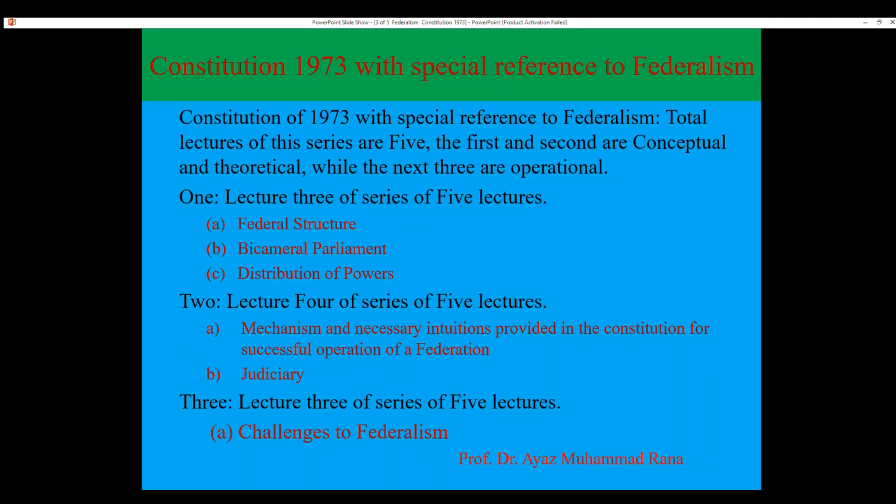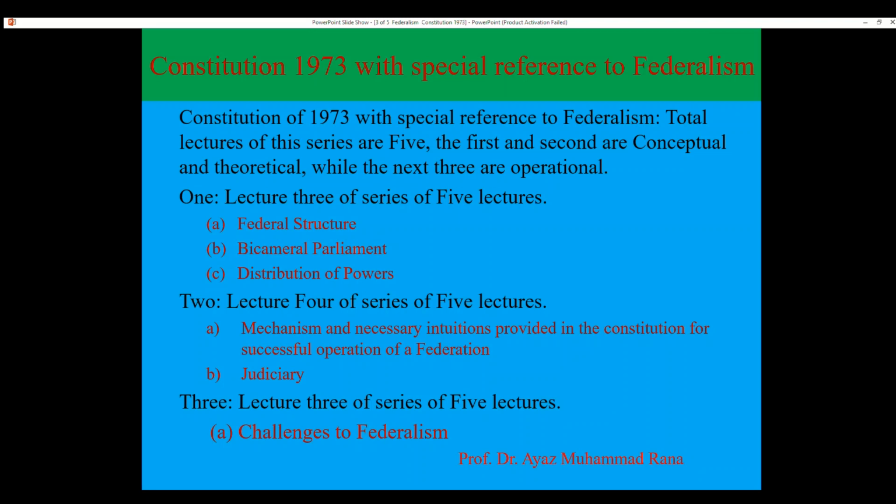Today, as you know, we are discussing in these days the Constitution of 1973 with special reference to federalism. Total lectures of this series are 5. The first and second are conceptual and theoretical, which have been delivered, while the next 3 are operational.